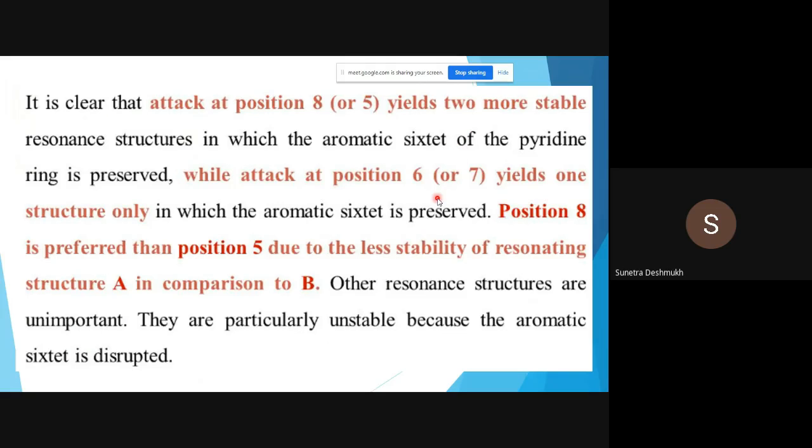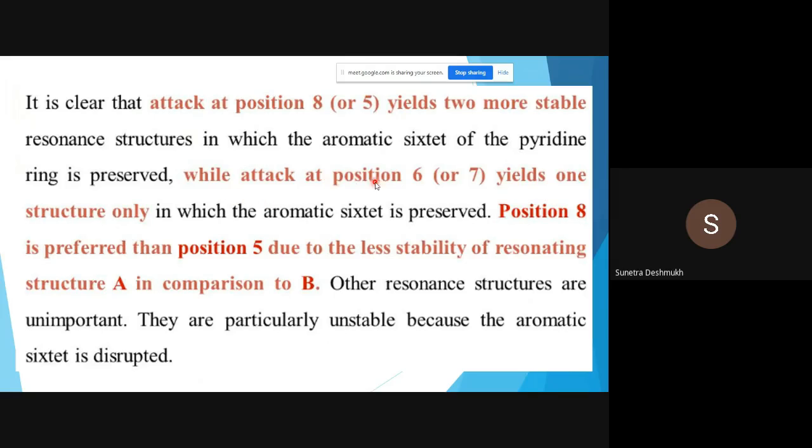Okay, so what I have told is that we have to take care of the aromatic sextet of the pyridine ring. We shouldn't disturb that aromatic sextet of the pyridine ring. We have to preserve that aromatic sextet of the pyridine ring, so then only that molecule is stable. If we disturb that pyridine ring, then the molecule is no more in quinoline form.